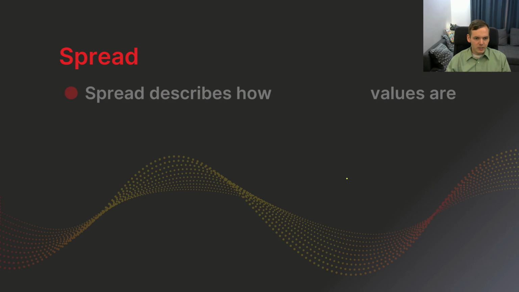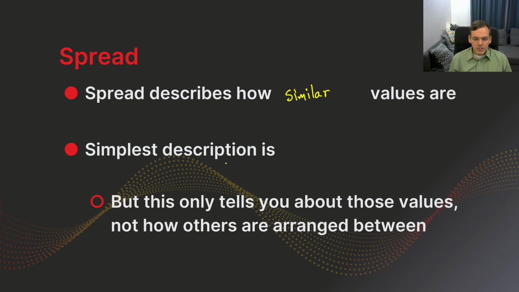So one way before we get to quartiles to measure, or remember that spread is how similar the values are, or if you prefer to think about it, how different they are, how much variation there is. The simplest way to measure spread is just the range. And we calculate the range by taking the biggest number and subtracting the smallest number. But this ultimately only tells you about those two numbers, the biggest number and the smallest number. It doesn't tell you how the values are arranged in between.